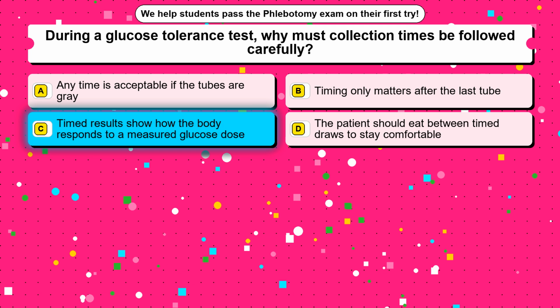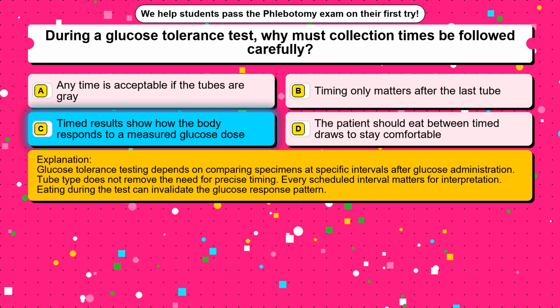Timed results show how the body responds to a measured glucose dose. Glucose tolerance testing depends on comparing specimens at specific intervals after glucose administration. Tube type does not remove the need for precise timing. Every scheduled interval matters for interpretation. Eating during the test can invalidate the glucose response pattern.